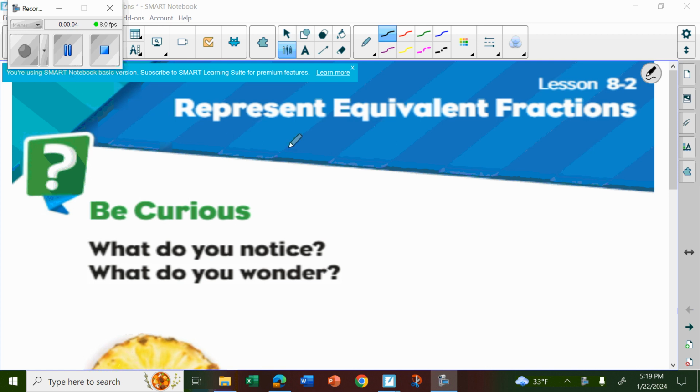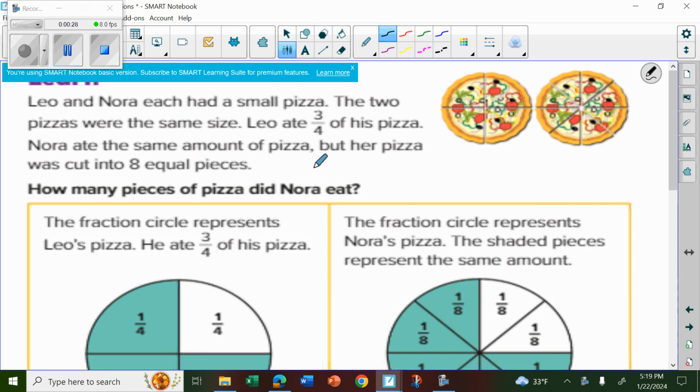Okay, ladies and gentlemen, we are getting ready to do lesson 8.2 in your math book. Pull out your math papers and follow along with me. We are going to learn how to represent equivalent fractions. It's going to be exactly the same, except we're going to put fraction names with it. So let's go on. Okay, let's look at this.